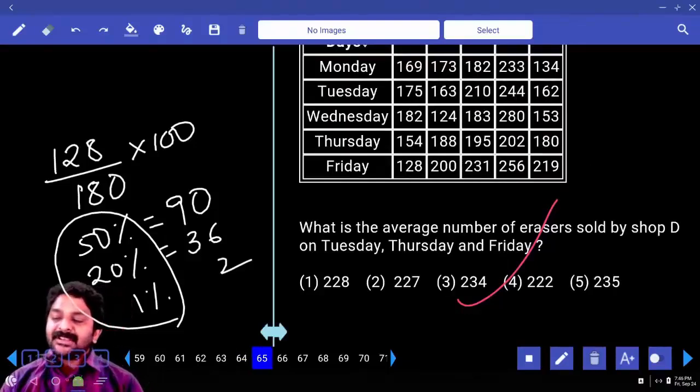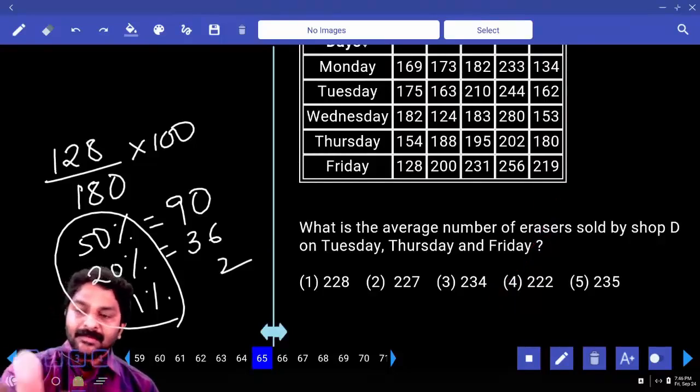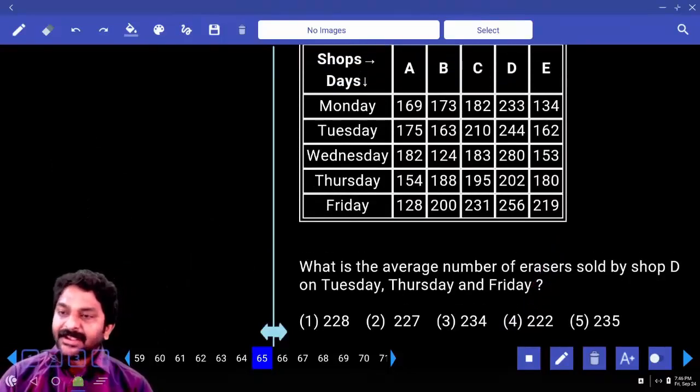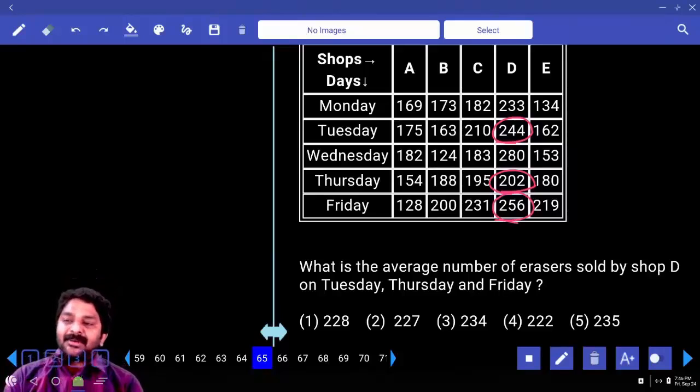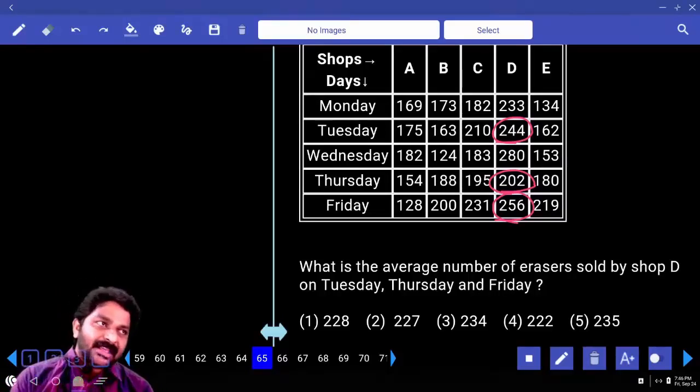What is the average number of erasers sold by shop D on Tuesday, Thursday and Friday? When you look at these 3 numbers, every number is 200, 200, 200 only. Let's start with benchmark as 200.